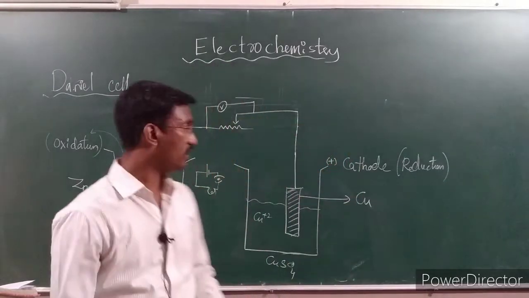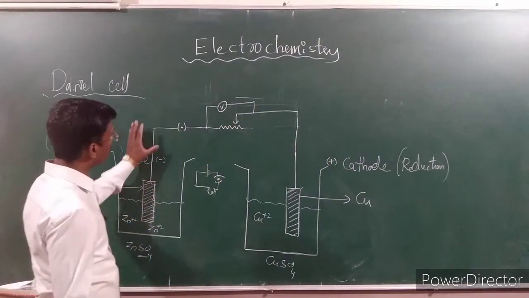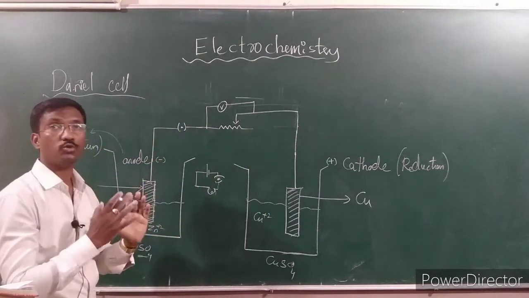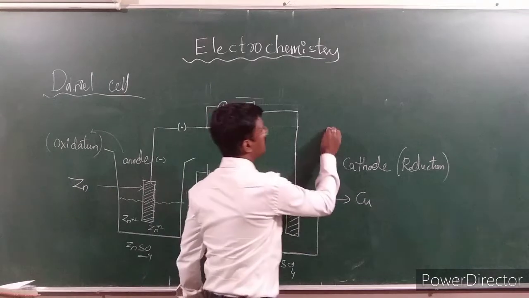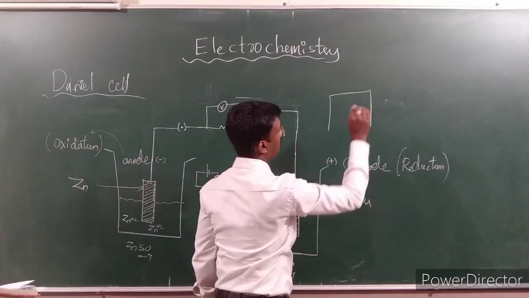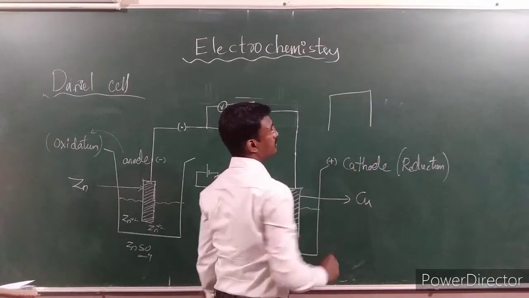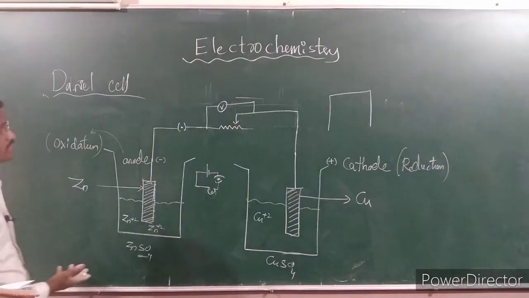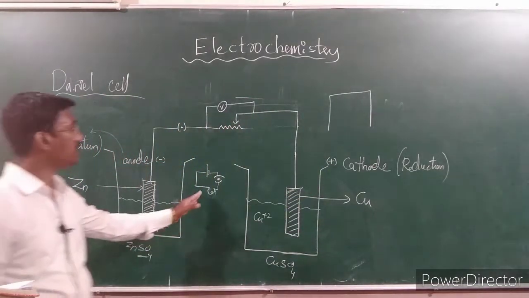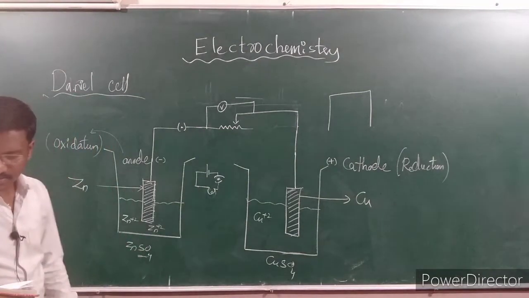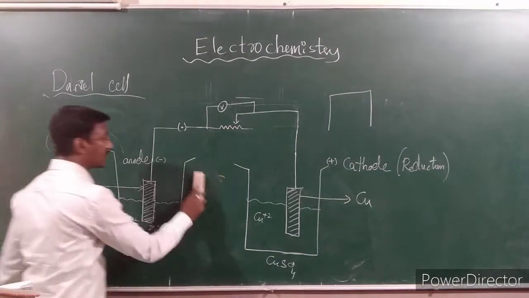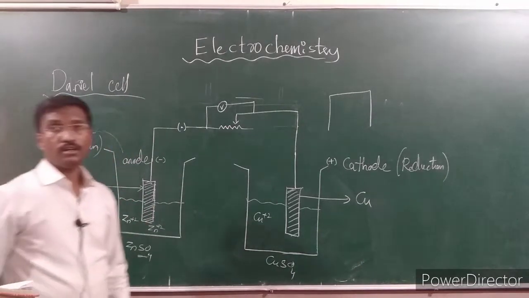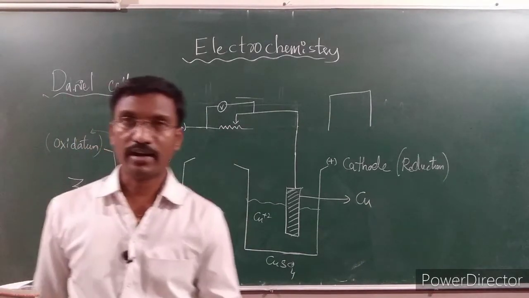The same thing here. Can you see? The zinc rod is connected to the copper rod, but it does not have a complete circuit, because the two solutions are not connected. We can't say this is a circuit, so we have to connect them. Only then will it form a circuit. To make this complete circuit, we are going to add a salt bridge.